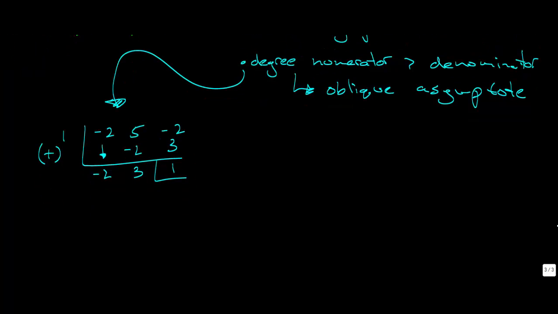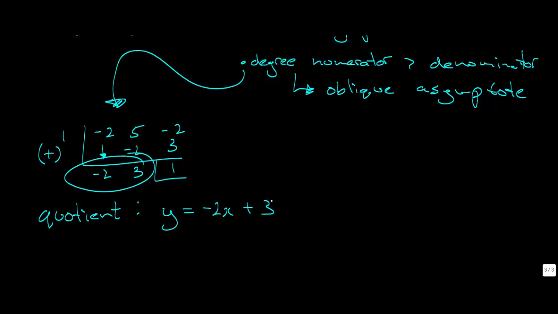Okay. So right here, what we now know is we have a quotient of negative 2 and 3. So we can say that our quotient, which essentially is our oblique asymptote, is the equation y is equal to negative 2x plus 3. Okay, so that is essentially my oblique asymptote. And now that I have that, let's go and just take a look at what this would look like.